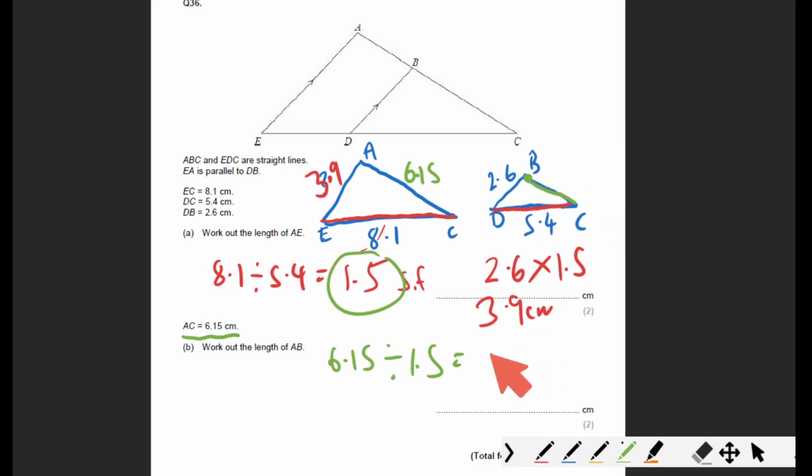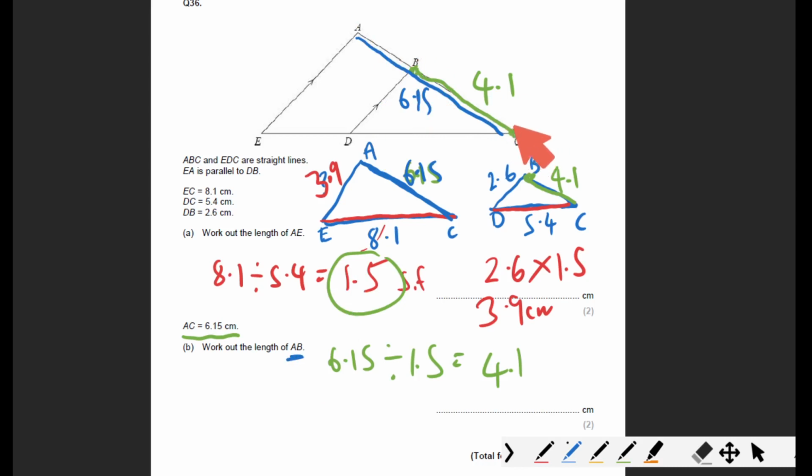Right, 4.1. Okay, that's not the answer. It's just 4.1 over here. Remember, B to C over here, this bit over here, is 4.1, but the entire thing over here happens to be 6.15. So how am I going to work out the length of AB? Just that bit there, that missing bit there.